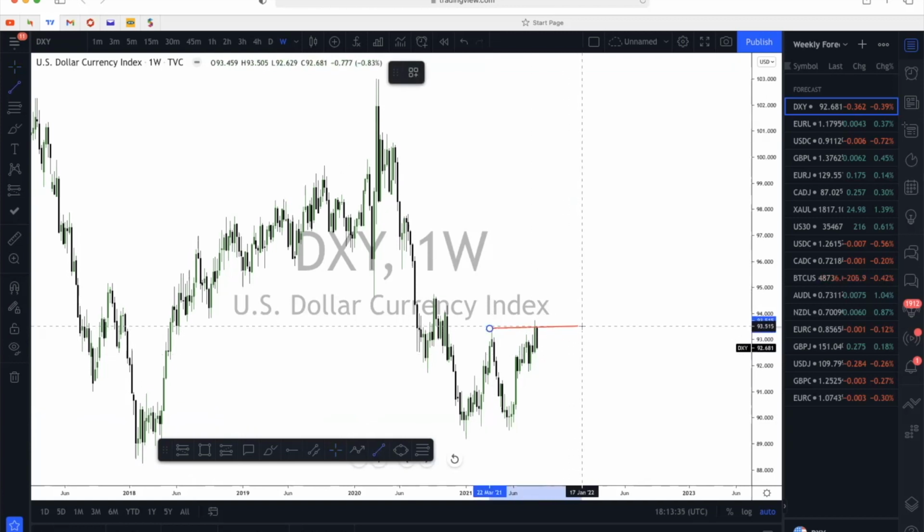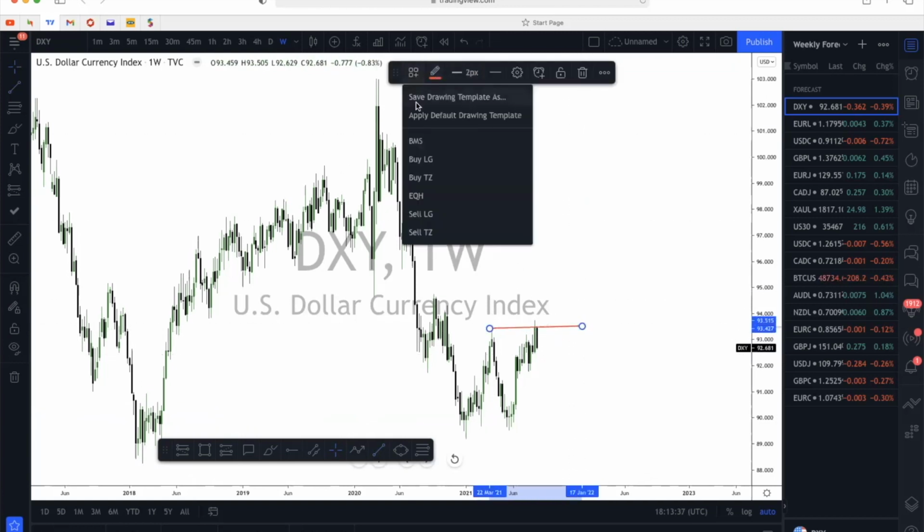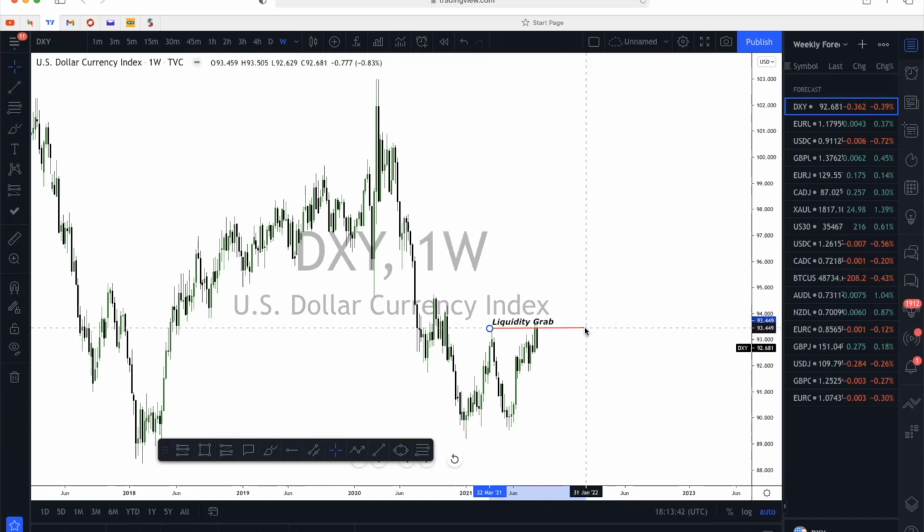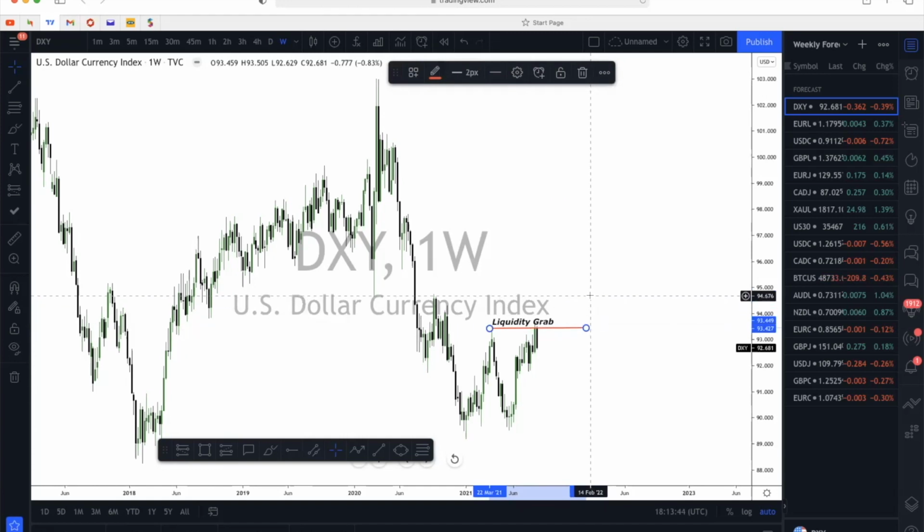Now, we can see what happened, just like what we said last week. Price took out liquidity here. And if you go to a lower time frame, we have a sell liquidity zone here. If you go to maybe the 4-hour or 2-hour time frame, we are going to see the pattern that this pair gave us for us to take this trade.